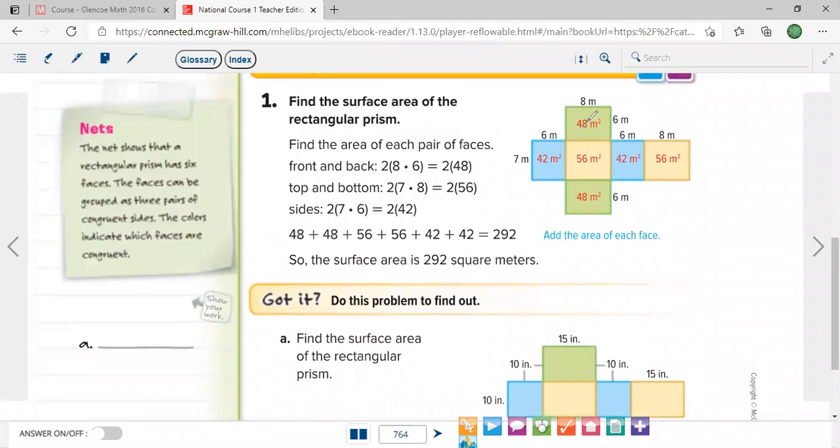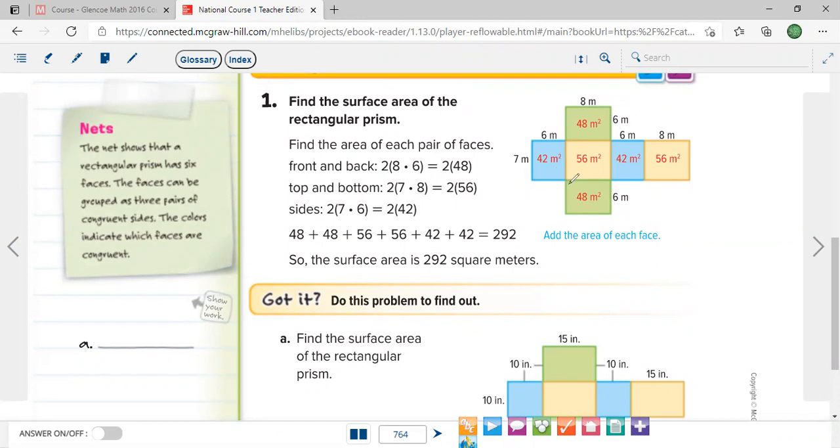So moving on, how can we find the surface area of this flattened figure? Focus on the green part, the front and back. It will be 6 times 8, another 6 times 8. So we can say 6 times 8 times 2, which is 2 times 48.